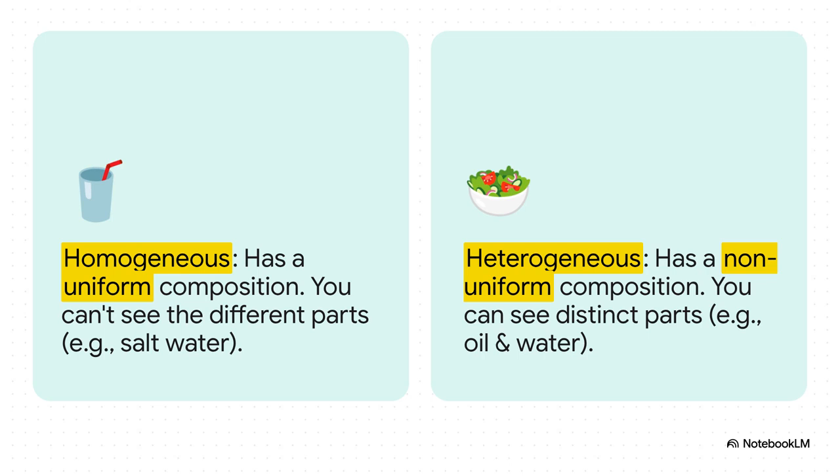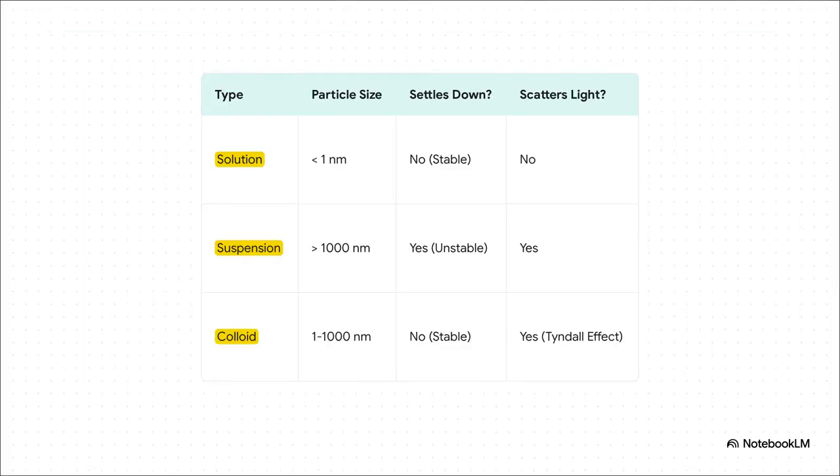And we can break down mixtures even further. If you stir salt into water, you get a homogeneous mixture. It's totally uniform. You can't see the individual bits of salt and water anymore. But if you try to mix oil and water, you get a heterogeneous mixture. You can clearly see the distinct parts. It's not uniform at all. Now, this is where it gets really interesting, because the size of the particles in the mixture changes everything.